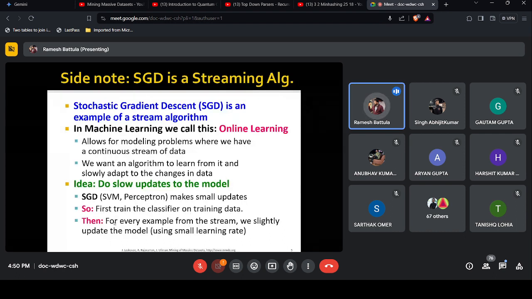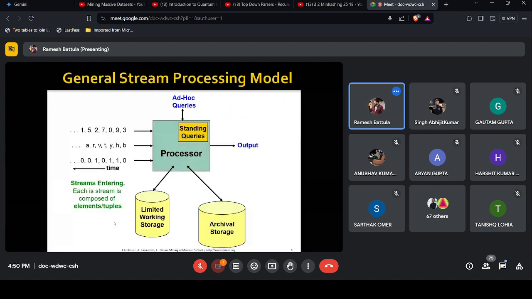So machine learning allows online learning, so that the model is continuously learning from the stream of data at small rates. Okay, small rates. So instead of going for a larger update, you need to make slow updates to the model. That's why you are required to use a small learning rate.